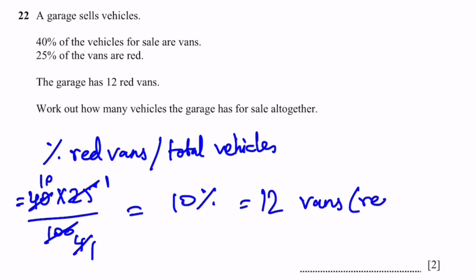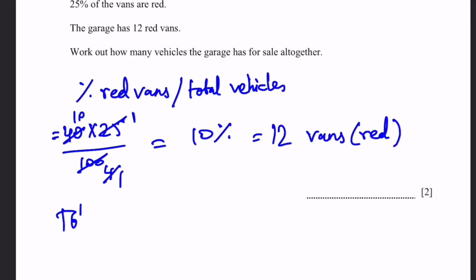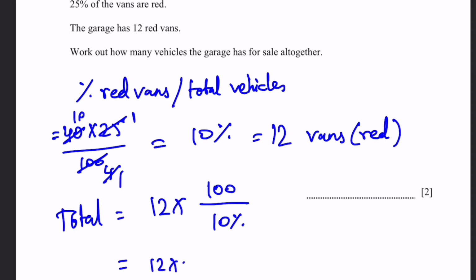And they are in red color. So total equals 12 into 100 by 10%. That's equal to 12 into 10, which is equal to 120 vehicles. That's the answer.